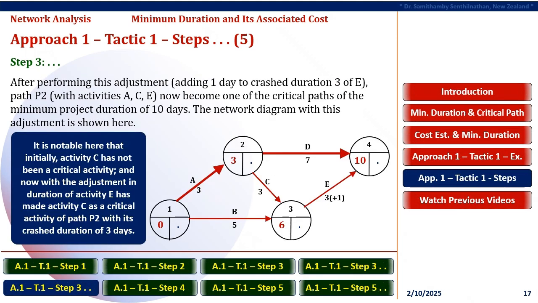After performing this adjustment, that is, adding 1 day to crash duration 3 of activity E, path P2 with activities A, C, E now becomes one of the critical paths of the minimum project duration of 10 days. The network diagram with this adjustment is shown here. It is notable that initially activity C was not a critical activity, and now the adjustment in duration of activity E has made activity C a critical activity of path P2 with its crash duration of 3 days.